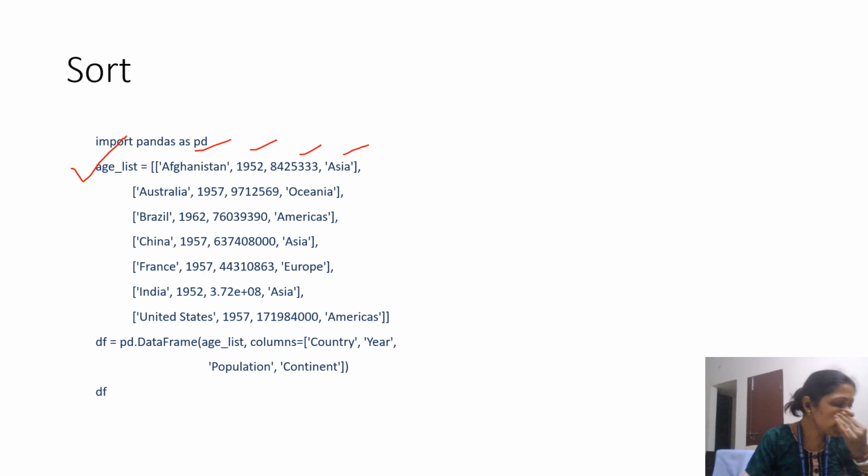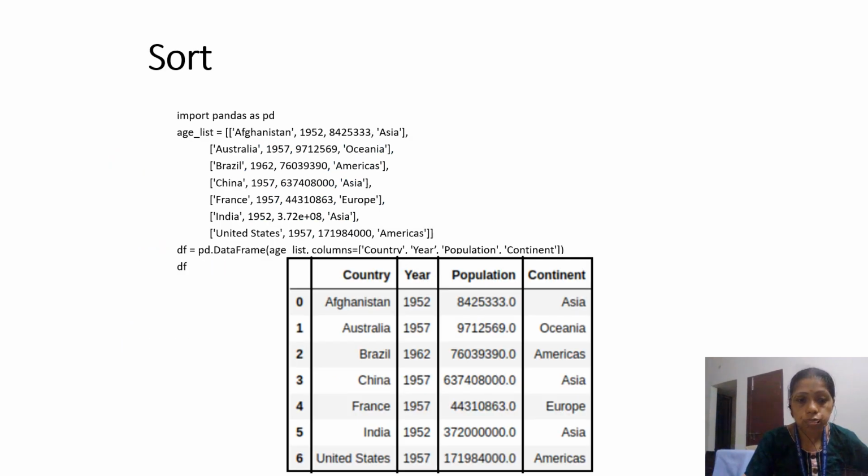So df equal to pd.DataFrame within brackets, passing the list variable, and we pass the column names. In this way, as we have already discussed, you can create the data frame with the help of a list of lists, and you can separately give the column names through the columns argument. If you execute this, you can see the data frame with country, year, population, and continent values.